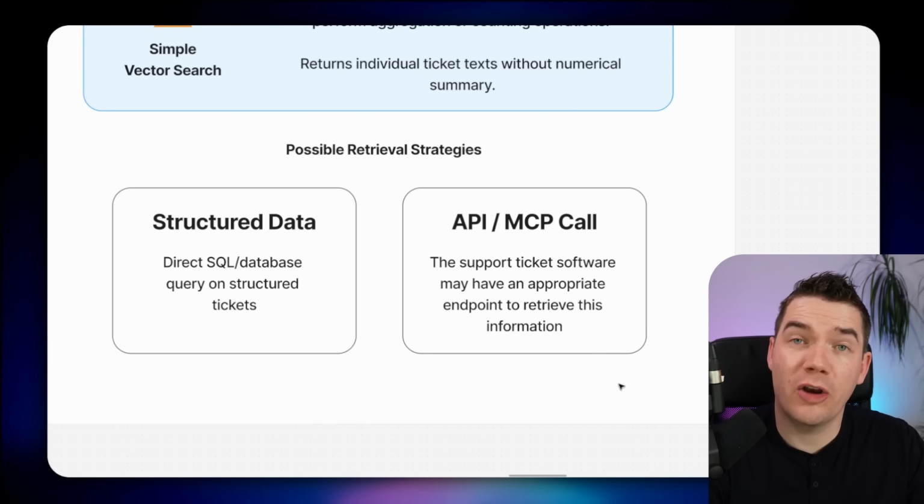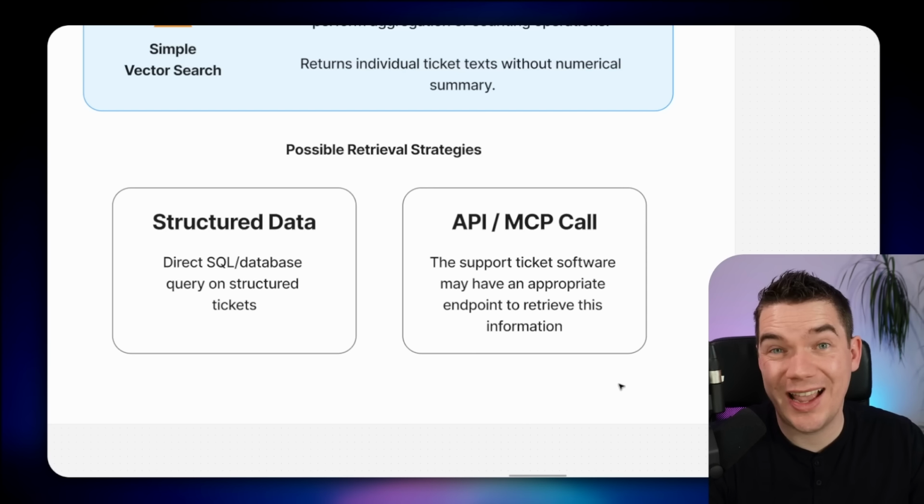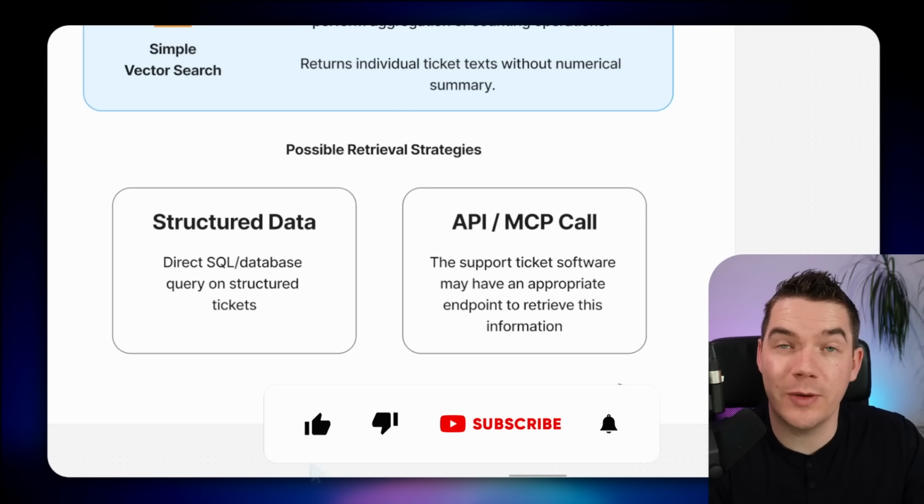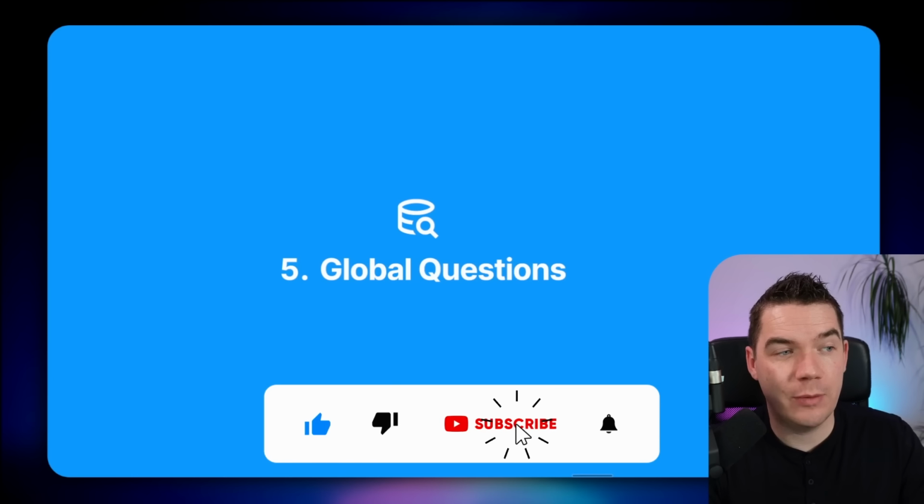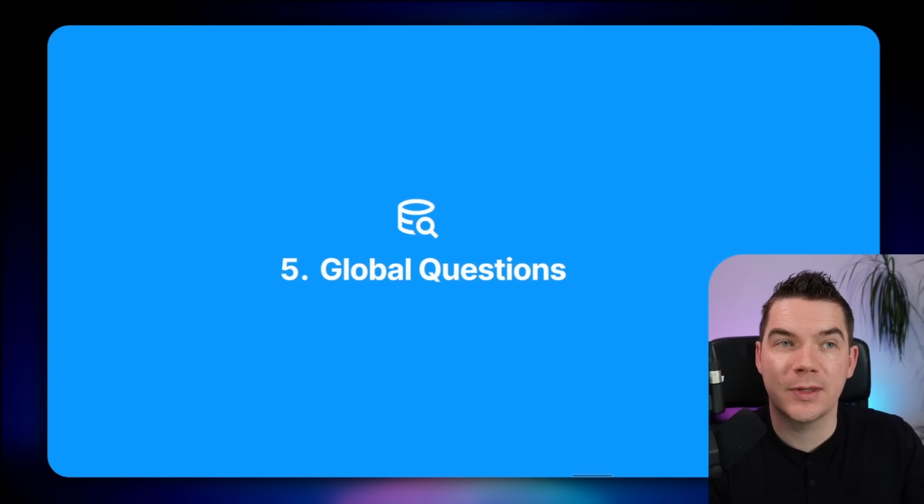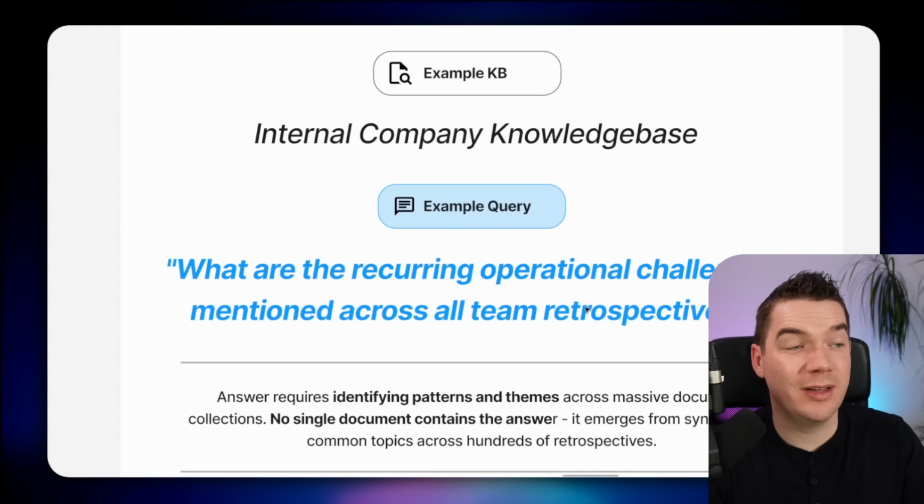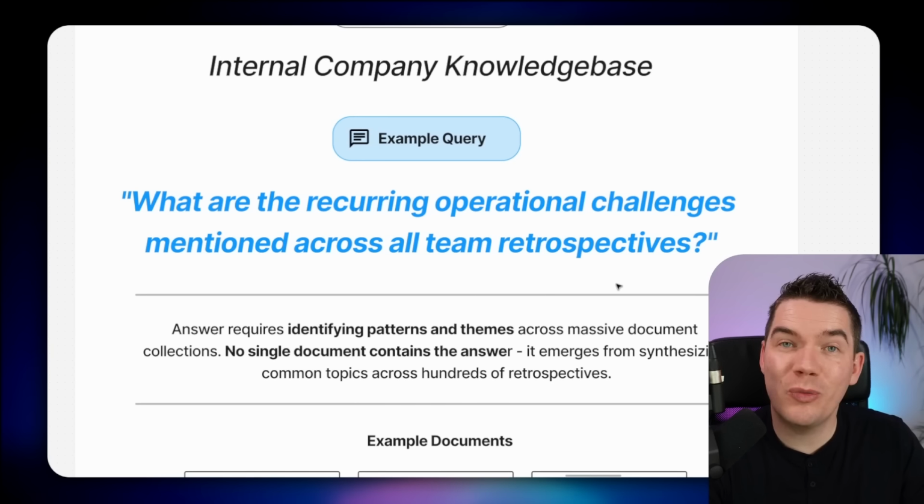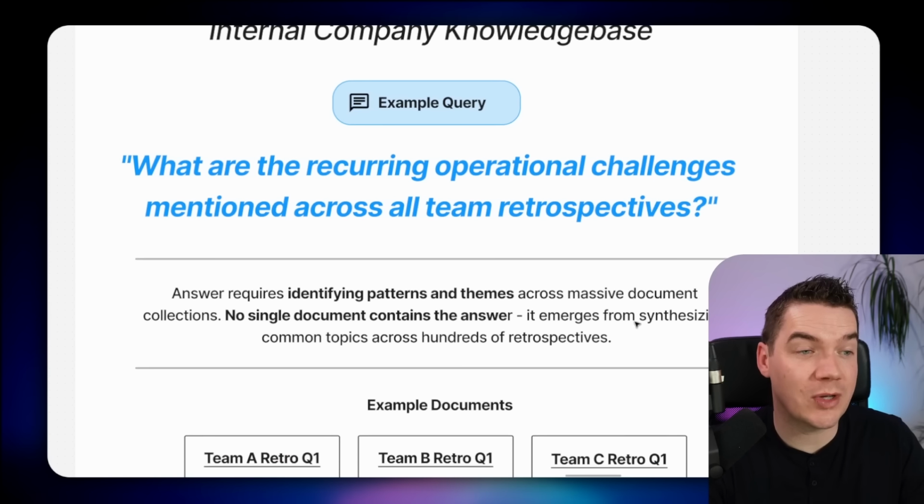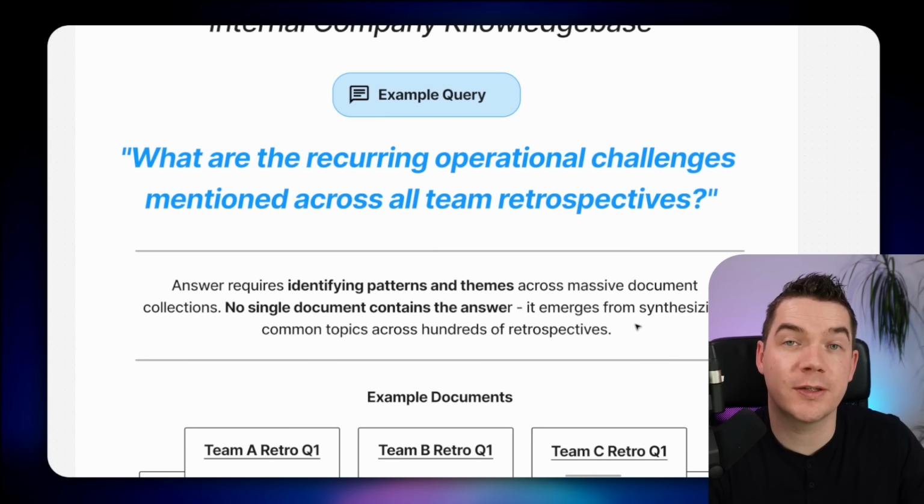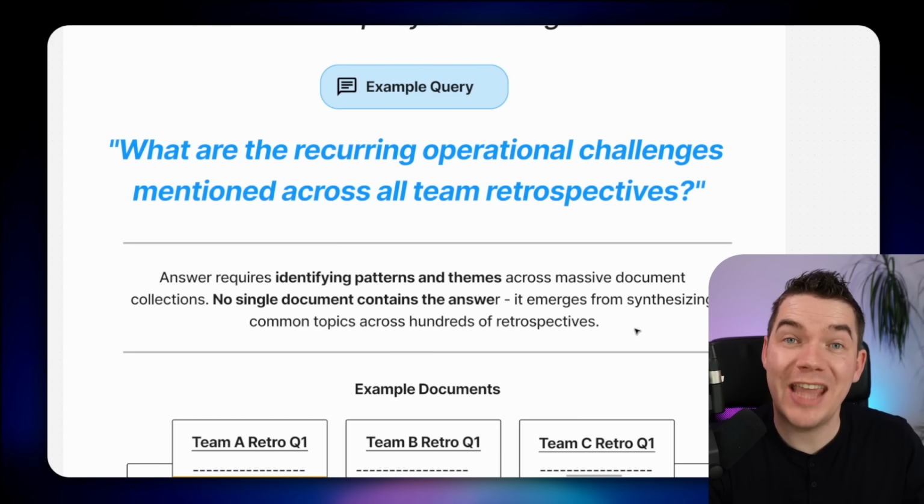An API call or an MCP call could also work if it's support ticket software that has an API endpoint that actually answers this question. There's a category of questions that I would describe as global questions that essentially span the entire knowledge base. So for example, what are the recurring operational challenges mentioned across all team retrospectives? So here we need to identify patterns and themes across massive document collections. So there's no single document that contains the answer.